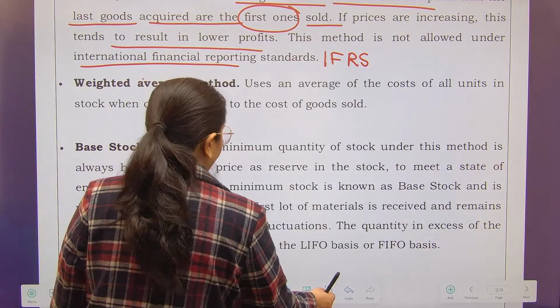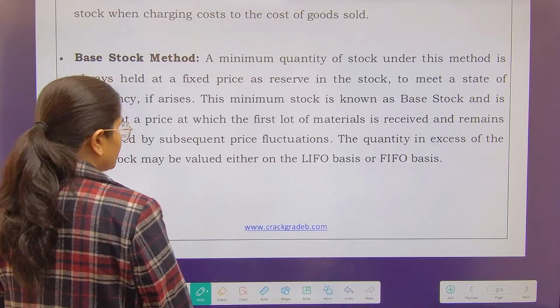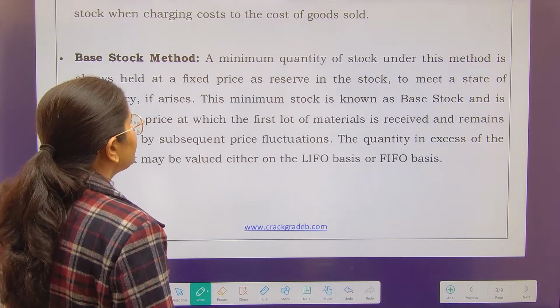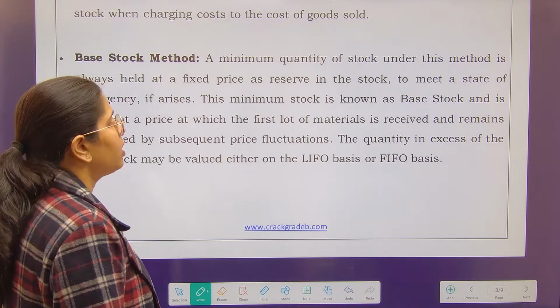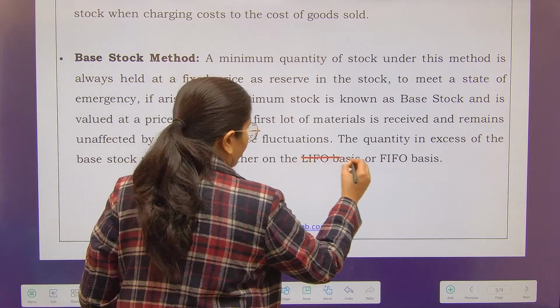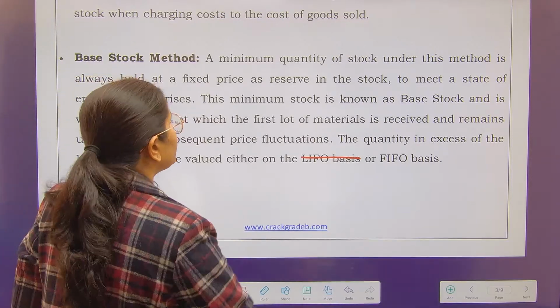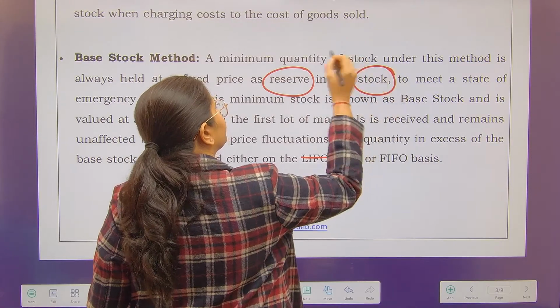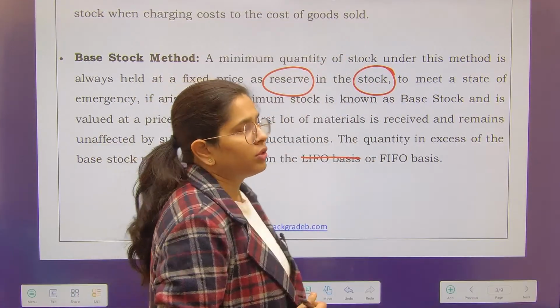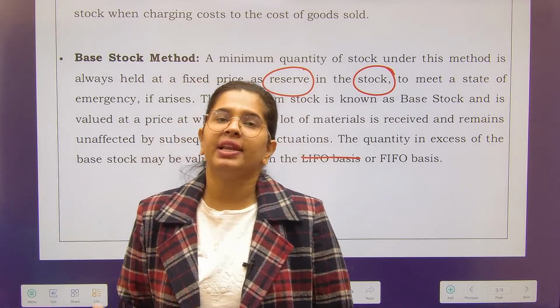base stock method. Now remember, this is not an independent method. This method depends on LIFO or FIFO, and obviously you should strike off LIFO because that is not applicable. Now base stock means you keep a reserve in the stock. We can also call it a safety level.